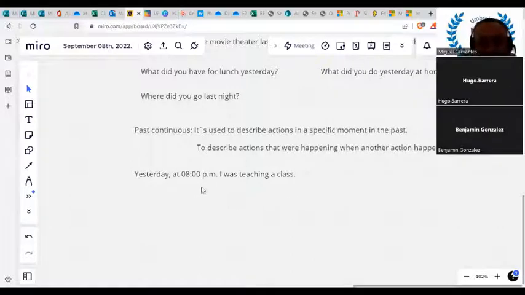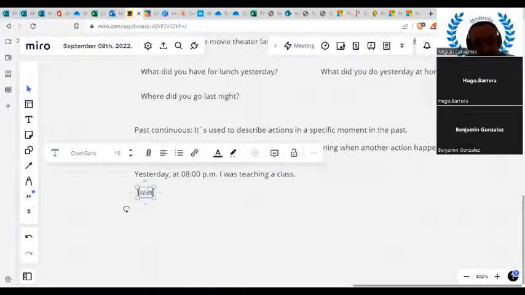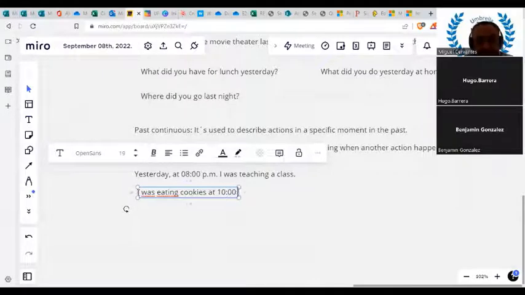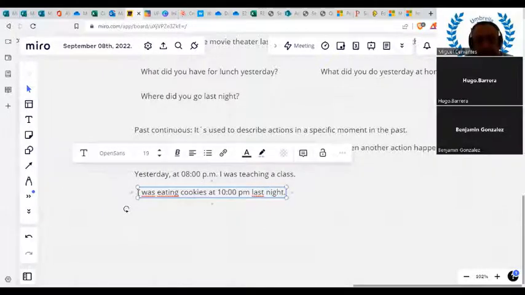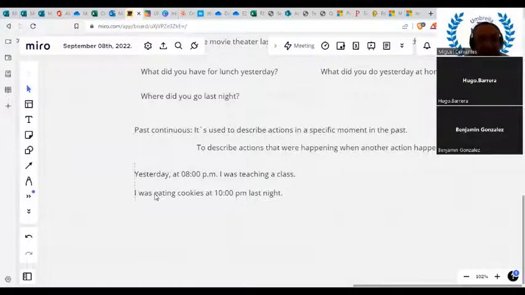Entonces aquí, para un momento específico en el pasado, ayer a las 8 de la noche, estaba enseñando la clase. Please, Hugo, can you tell me one example using a specific time? Specific time. Yes. I was eating cookies at 10 p.m. Very good. I was eating cookies at 10 p.m. last night. De anoche. Very good, okay.